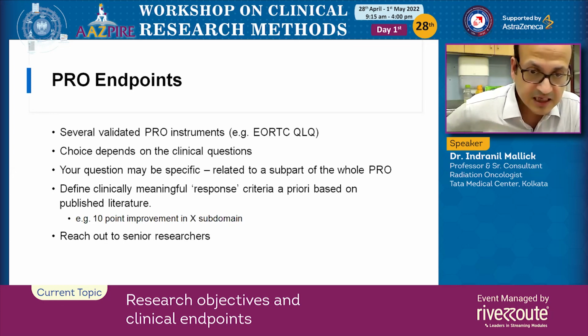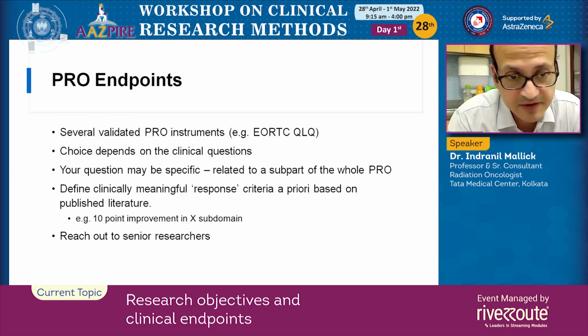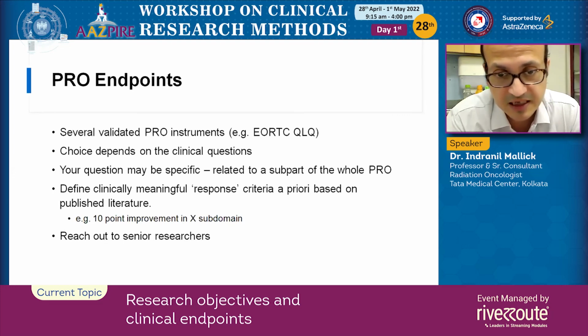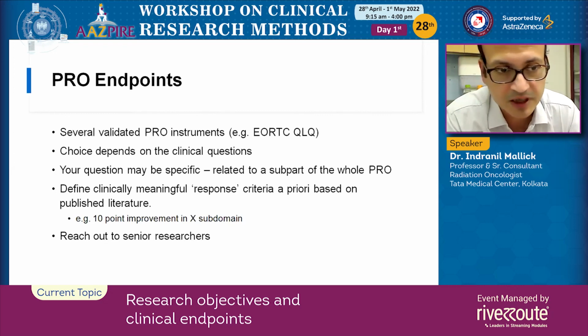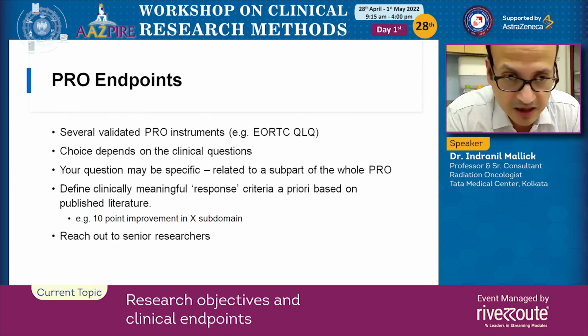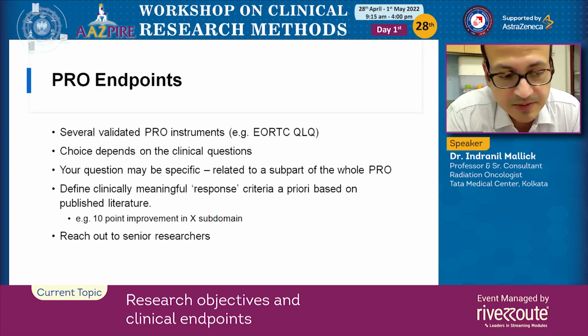And always, it should be the goal to define a clinically meaningful response criteria in terms of the patient-reported outcome a priori, that is before the trial is started. So you just can't say that I'm going to measure the quality of life and we're going to report. We should say that we are going to consider the quality of life improvement as clinically significant if there is a 10-point improvement in a particular subdomain. That makes your study a lot more externally valid and more likely to be adopted in clinical practice.